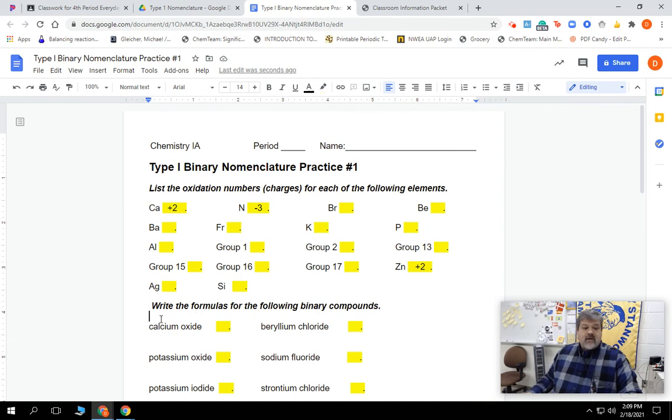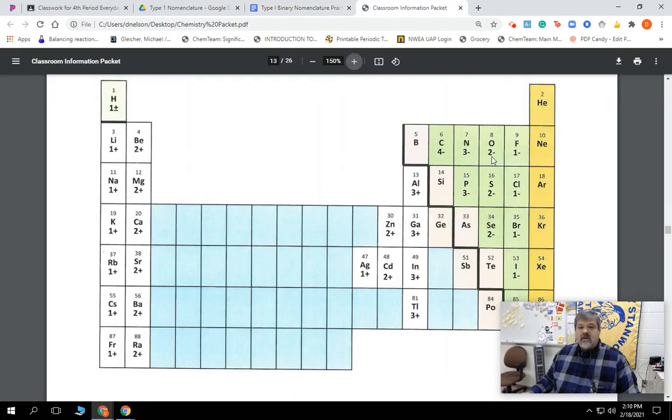So for these following binary compounds, the first thing we're going to do when we write the formula is the charges. So we're going to look at calcium. Well, I have calcium right up here. Calcium's a +2. Well, let's go to oxygen now. What's the charge for oxygen? Well, let's go to the periodic table. Oxygen's right here. This is a handy one for type 1. Okay, oxygen is a -2.